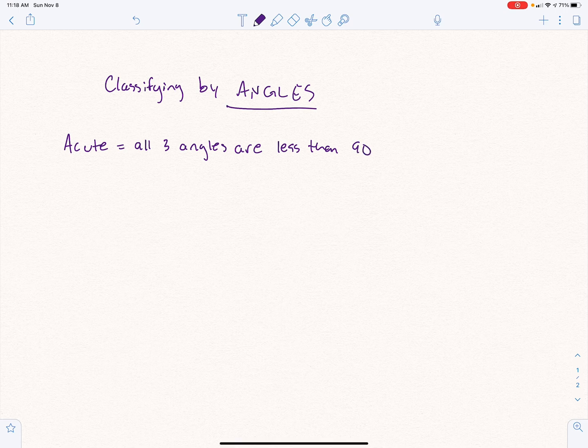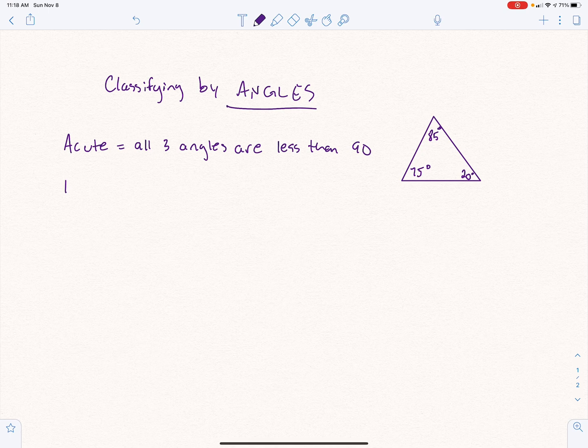So an example of what an acute triangle would look like would be something like this, where we had a triangle and this was 75, this was 85, and this angle was 20 degrees. If all three of those angles are less than 90 degrees, then we know it's an acute triangle.